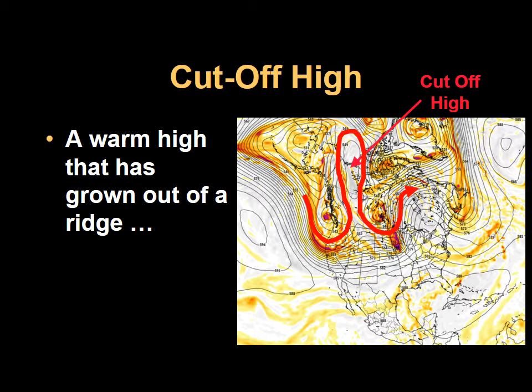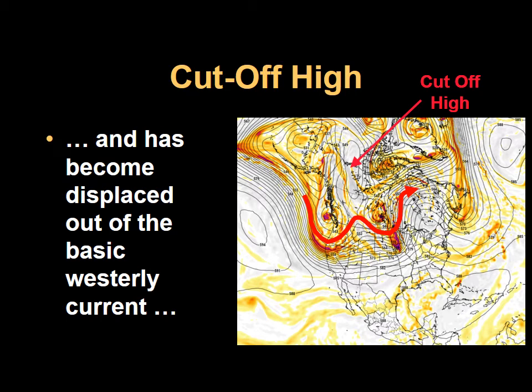If you zoom in a little bit closer, it was a little bit difficult to show this, but you'll see that in that high, the temperatures are warmer than the surroundings. So that is a warm high, and it's become displaced out of the basic westerly current. Once again, if I drew the jet stream, you can see that the jet stream is farther south, going across Canada into the central U.S., and then exiting the U.S. on the eastern seaboard, someplace around Maine or New Hampshire. So you can see that this cutoff high is not in that flow.